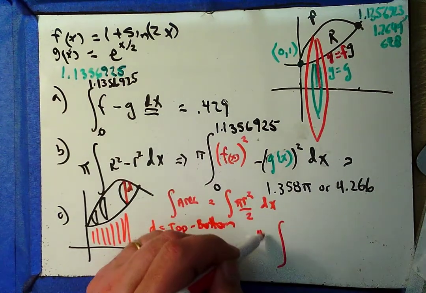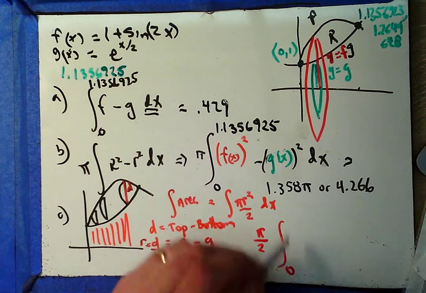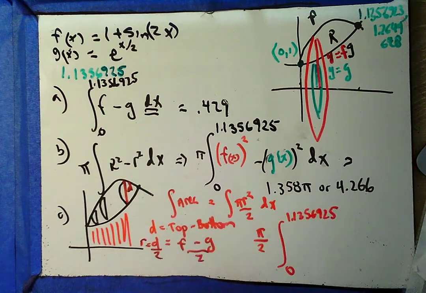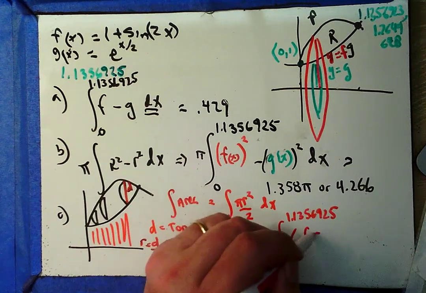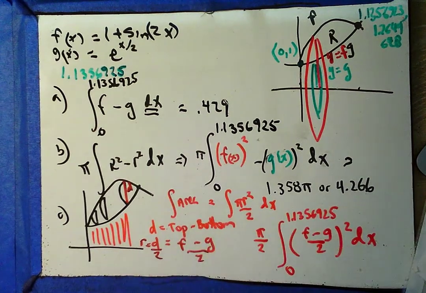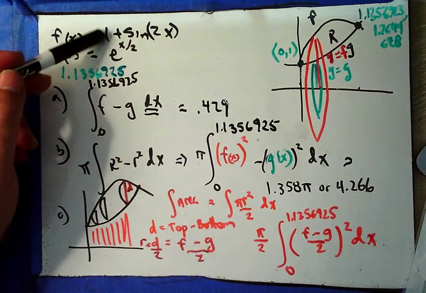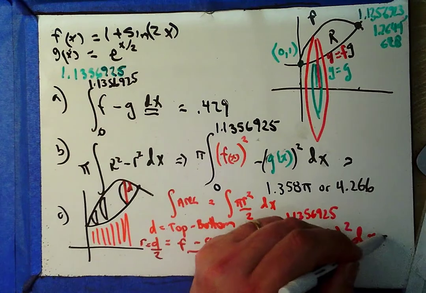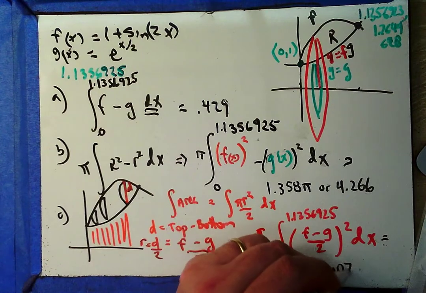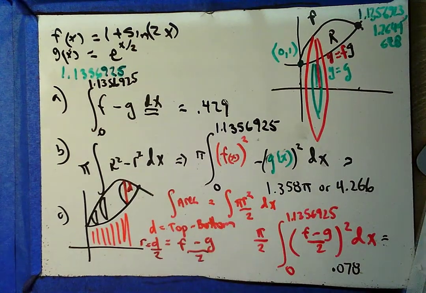So then this is my radius, and remember we wanted pi r squared divided by 2. So my integral, when I pull out those constants and go from 0 to 1.135695, is going to be that radius, which is f minus g over 2 squared dx. And really, you can just leave it like that and type that into your calculator. You've already typed in f and g into your calculator because we needed to find that point of intersection. When I do, I ended up with 0.078, a very tiny volume here.